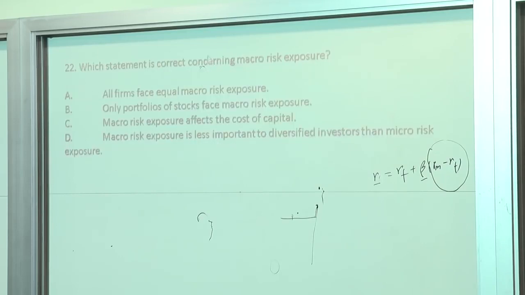Which statements are correct concerning macro risk exposure? A, now clear, not A, not B. Macro risk exposure affects cost of capital, right? That's correct. It's less important to diversify investor than micro risk. It's more important, right? It's more important than micro.